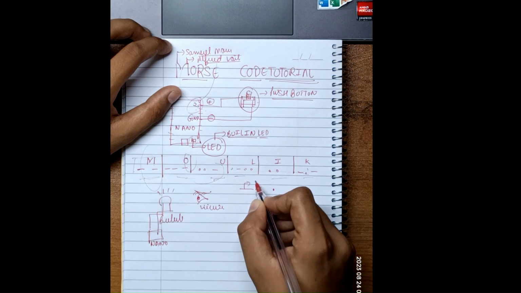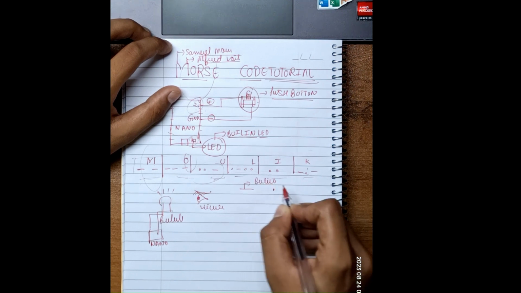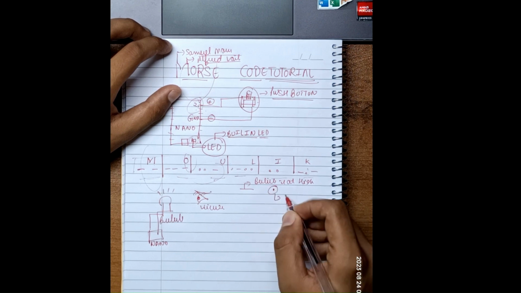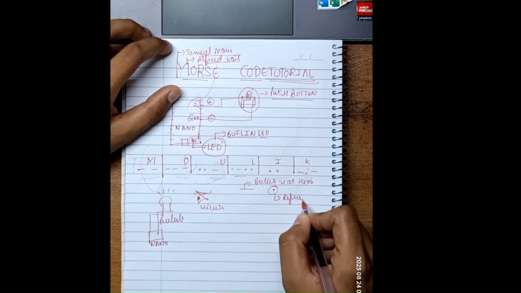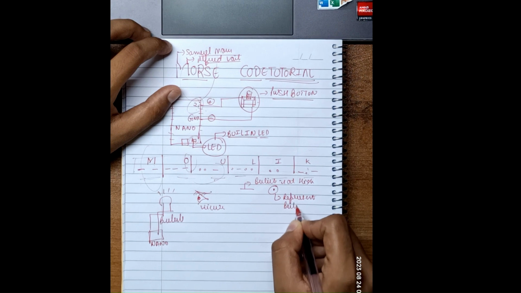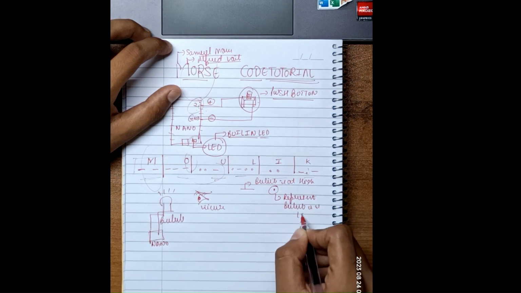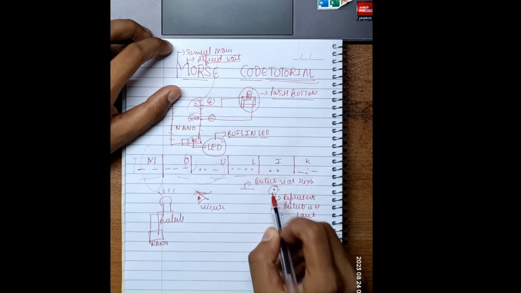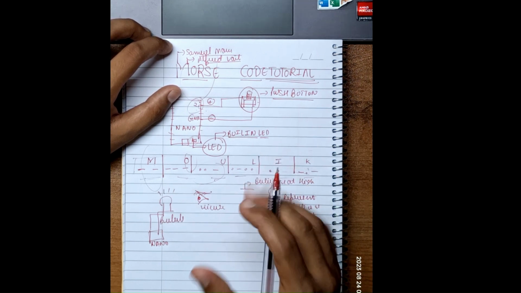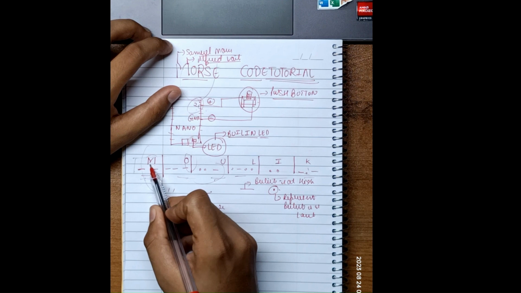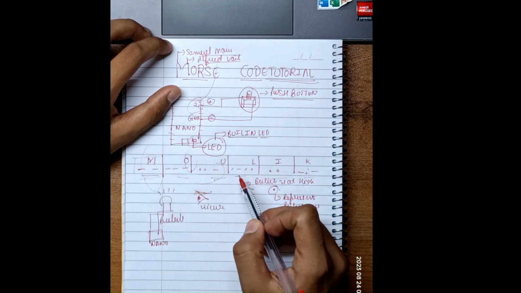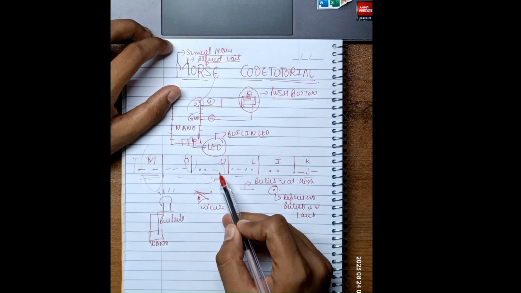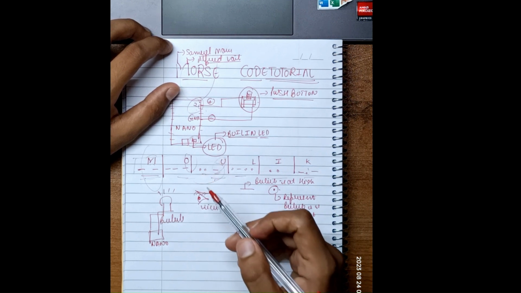Dashes represent the bulb is at high state, whereas the dot represents the bulb is at low. A combination of these helps us to make a particular letter. Like two dashes represent the letter M, and two dots and one dash represent the letter U.